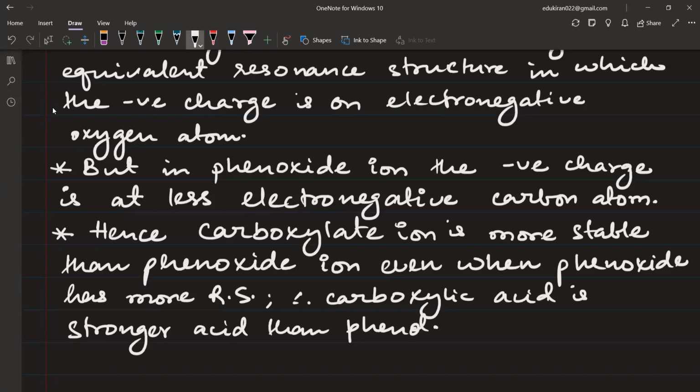Write this down. So equivalent resonance is the most important term in this answer. Don't skip equivalent resonance, okay?